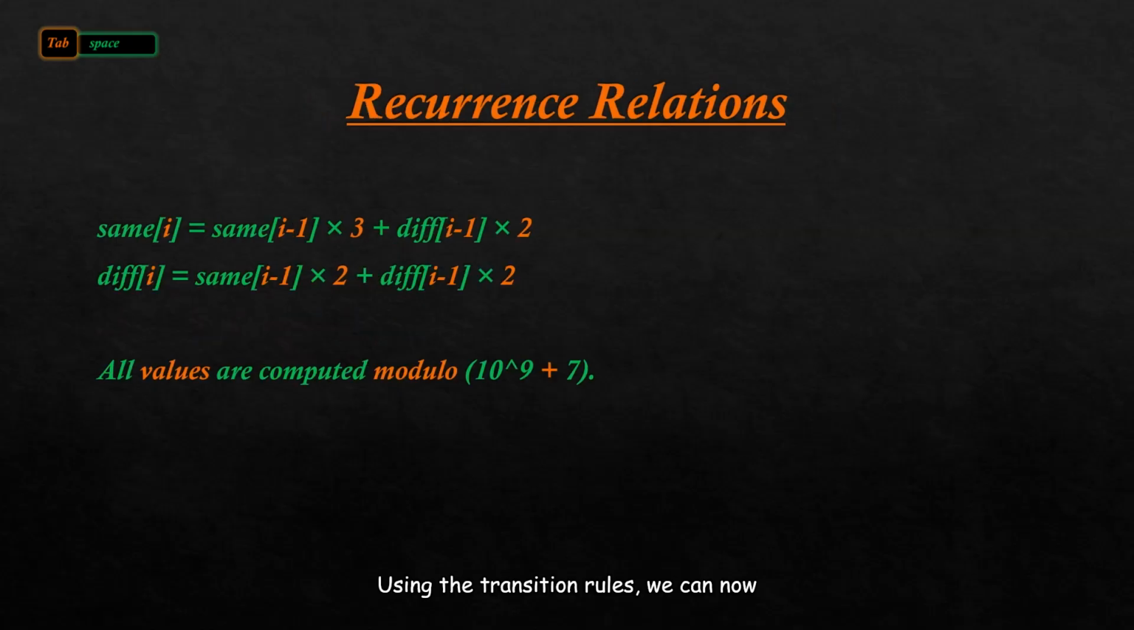Using the transition rules, we can now write the recurrence relations. The number of ways ending with an ABA row is equal to previous ABA ways multiplied by 3 plus previous ABC ways multiplied by 2. Similarly, the number of ways ending with an ABC row is equal to previous ABA ways multiplied by 2 plus previous ABC ways multiplied by 2. All calculations are performed modulo 10 to the power 9 plus 7.